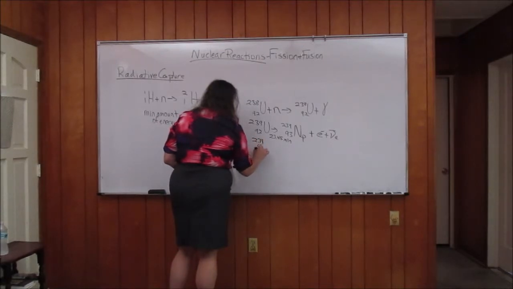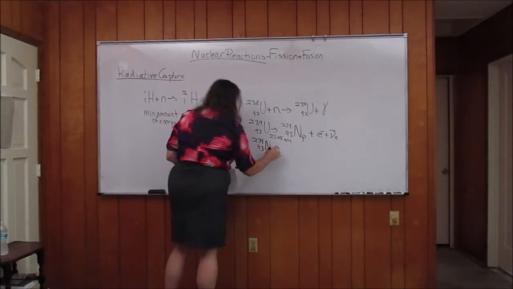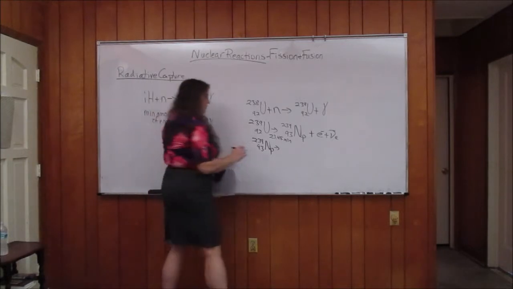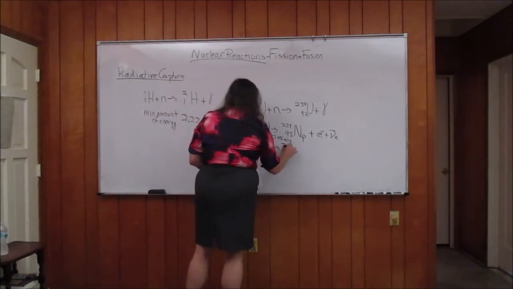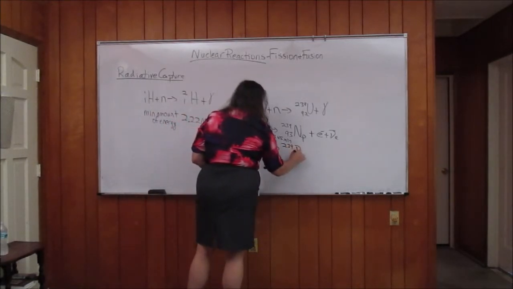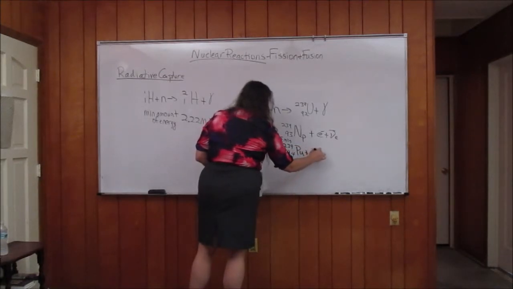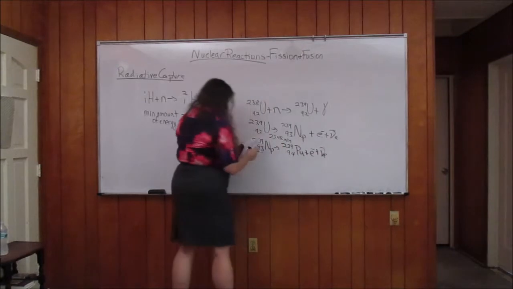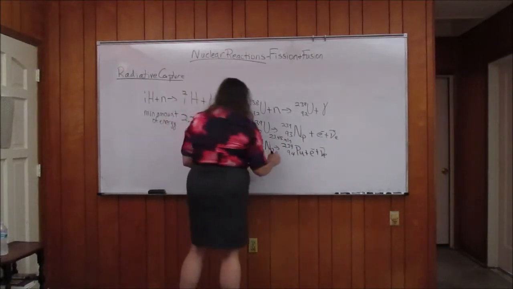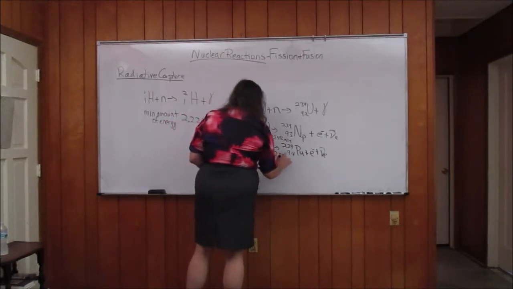Neptunium-239 is also a beta emitter. And its daughter nucleus will be plutonium-239. And that half-life is a little bit longer, but not by much. It's about 2.35 days.